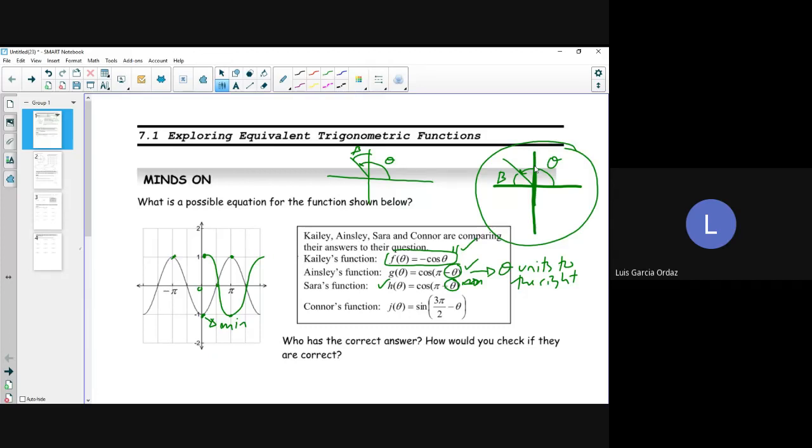So wait, what do you mean? Cayley's function works, Ainley's function works, and Sarah's function works. Oh, because we don't know what value they're giving theta for this graph. Okay. So all of these three work. The first one is easy to see. The second two, you just have to look at where the peaks are in the graph. As you can see, we have pi minus theta, which is just shifting it to the right, and pi plus theta, we're just shifting it to the left. So those three functions will work for this graph.